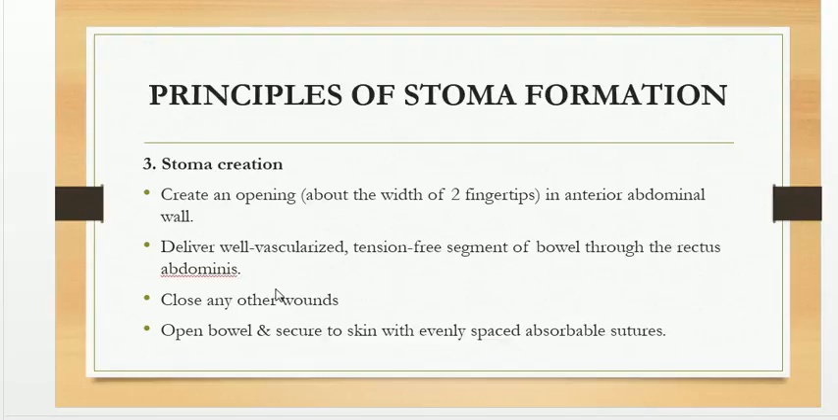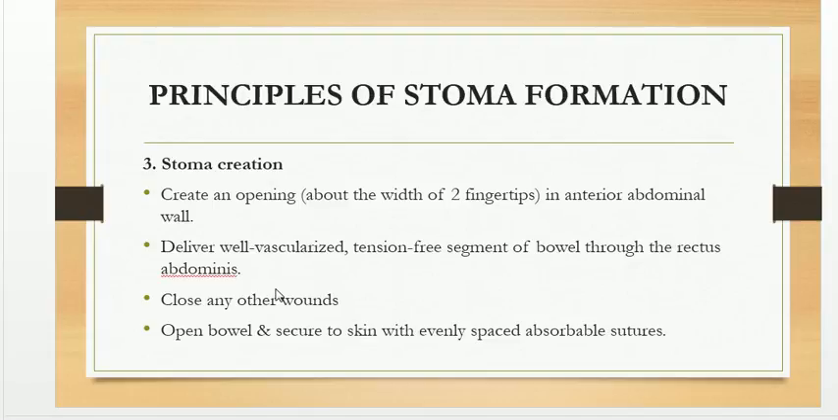Deliver a well vascularized, tension-free segment of the bowel through the rectus abdominis. Another important thing is that the part of the gut brought out, small intestine or large intestine, should be well vascularized, and while bringing it outside through that opening, it should be tension free. Otherwise, it will become ischemic and gangrenous.